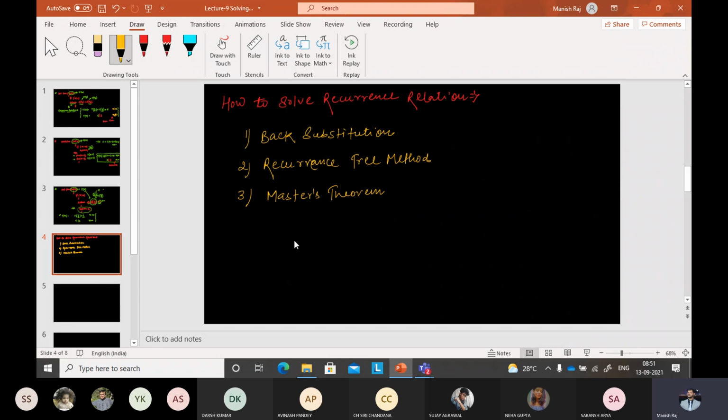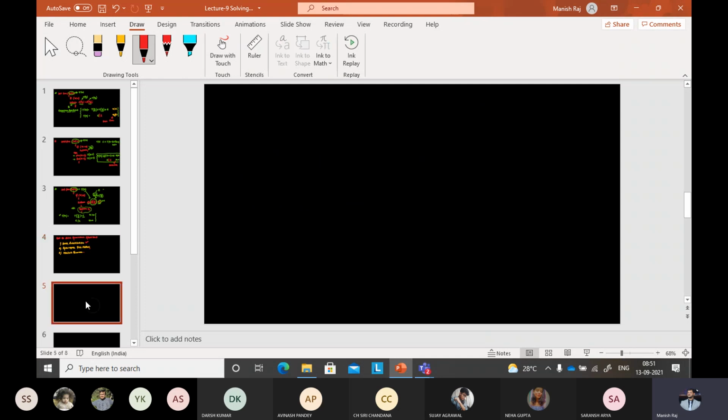When you are able to do all these things, then after seeing the problem you can directly guess the answer. That is the expert method. But to solve this type of recurrence relation we have to use these methods. The first method I am telling you may be used for all types of problems, but it is not used for all types of problems. There are some conditions. So first we will learn about the back substitution method.